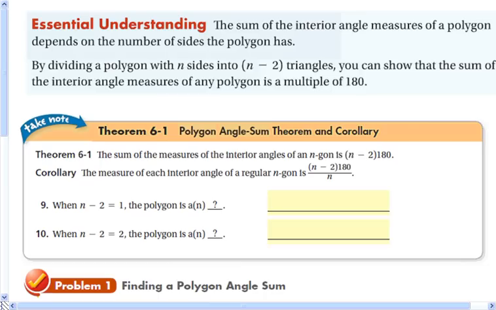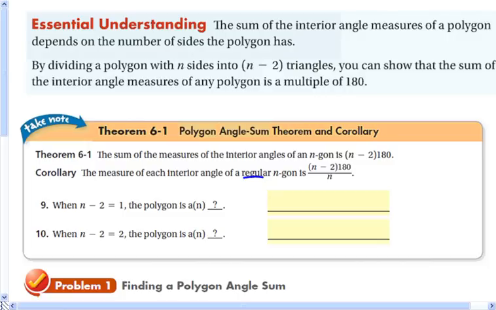All right, here's one of the theorems we're going to use, the polygon angle sum theorem and corollary. The sum of the measures of the interior angles of an n-gon is (n minus 2) times 180. The measure of each interior angle of a regular n-gon is (n minus 2) times 180 divided by n. Remember that regular means that all the angles are the same and all the sides are the same.